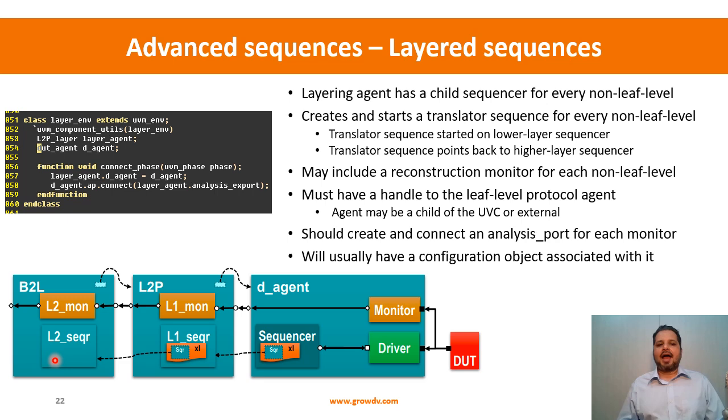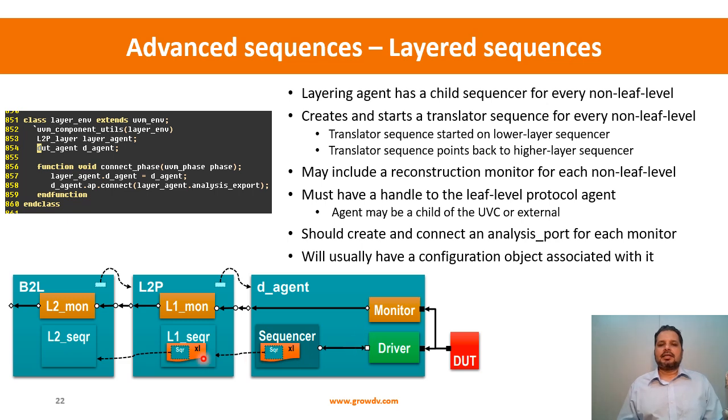But the higher level layers, other than the physical layer, are not directly interacting with the DUT signal interfaces. So they will not have a driver type of concept. They will have only the sequencer and monitor. So let's say this is the second layer and this is the third layer. You see that they only have the monitor. They don't have the driver associated with them. So this is the first concept of layering the agents.